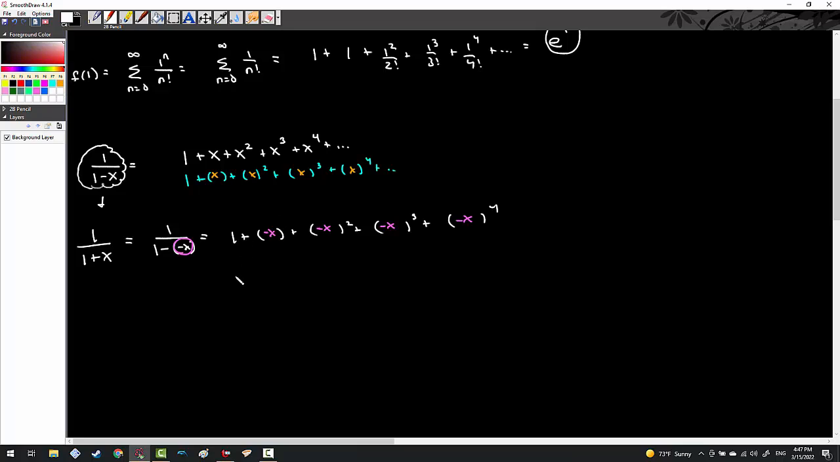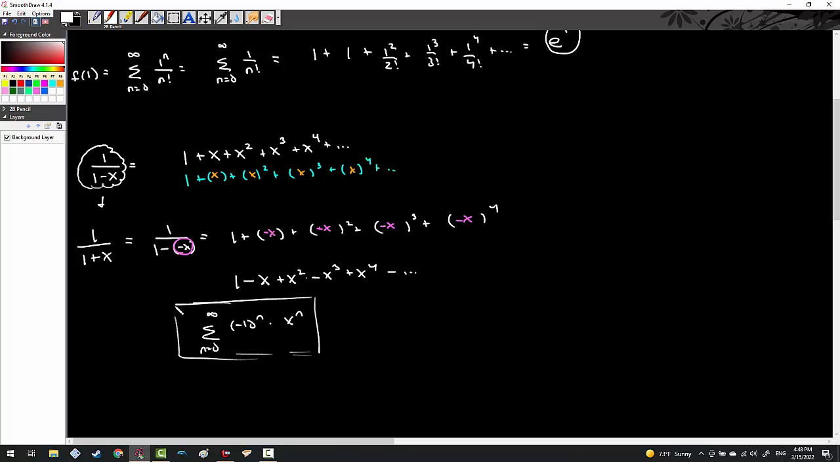If I simplify this out, I'm going to get 1 minus x, and the negative will go away because it's being squared, so it becomes plus x squared. The negative will stay because of the odd exponent, so what I have is minus x cubed plus x to the 4th, and then minus dot, dot, dot. Now, if I had to come up with a sequence generator for this, I could say the sum from n equals 0 to infinity. Now my series alternates, so I need to include negative 1 to the n, and I believe it's just going to be x to the n. So hopefully that made sense. I'll be right back with the next example.